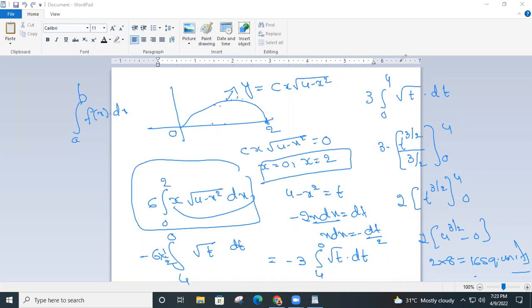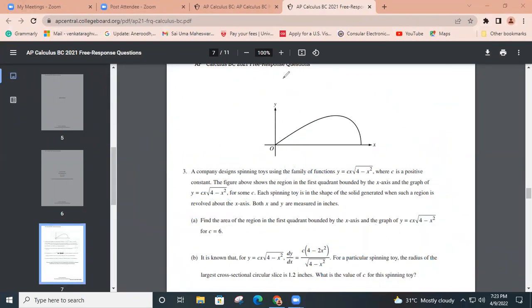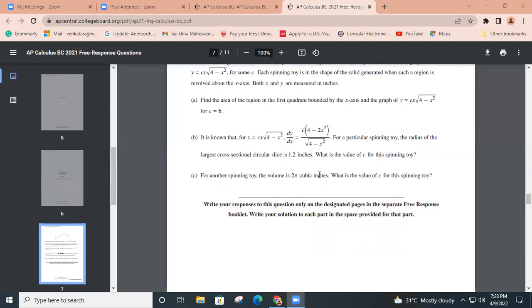Now, if I see part B, I'm just erasing all the things. Now part B. If you see part B, they had given that y is equal to the function. Once they gave the function y, what is y? cx into root of 4 minus x square.